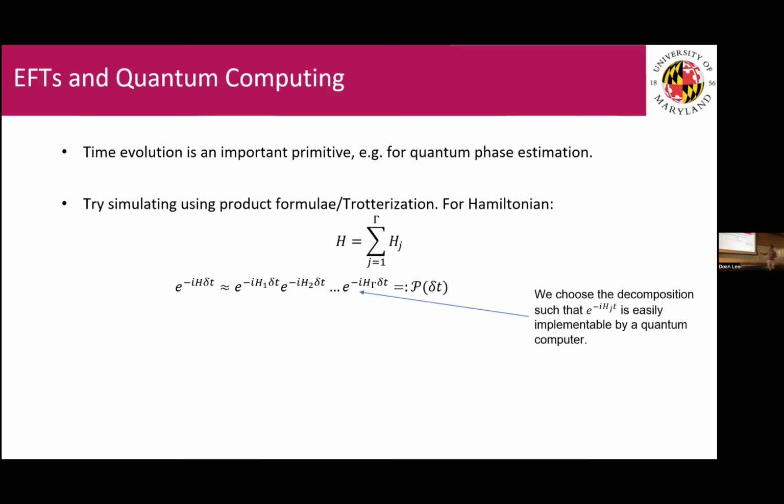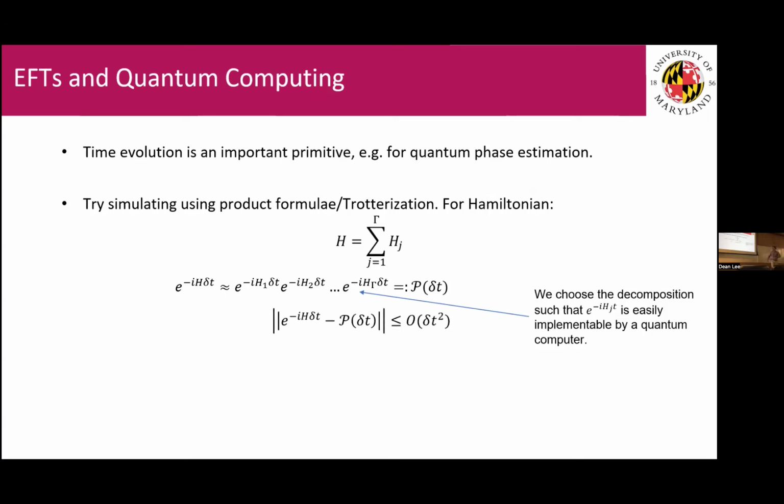And we choose this decomposition such that these unitary operations that I have here, e to the i h_1 delta t, are operations which are efficiently implementable on my quantum computer. Quantum computers can typically implement these unitaries very efficiently, and so we just choose our decomposition to make this a very efficient unitary to implement.